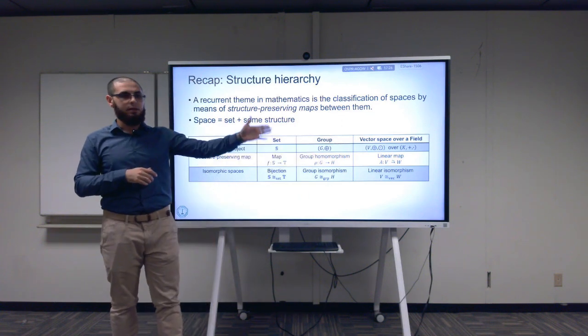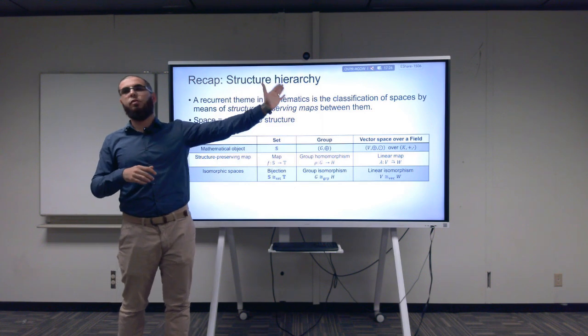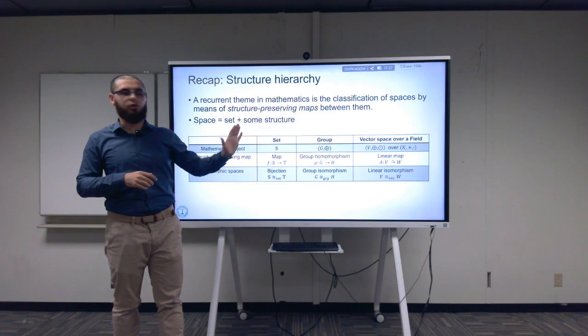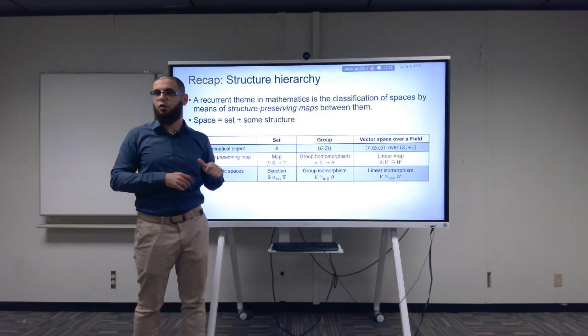Okay? And we're going to have this table, again, extended with more categories as time goes on. But today, for now, these are the three categories we're talking about: sets, groups, and vector spaces over a field.